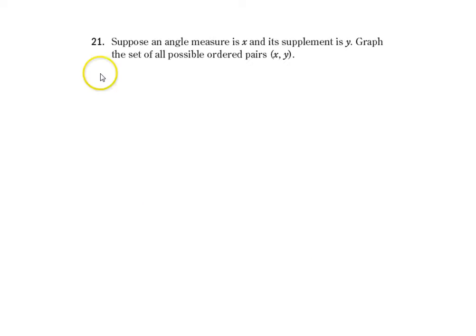Number 21, also from 3.3. Suppose an angle measure is x and its supplement is y. We want to graph the set of all possible ordered pairs x and y. So one angle measures x, the other is y, and they're supplementary. So that means if I have an angle x and an angle y, and I add those two angles together, they need to add up to 180.